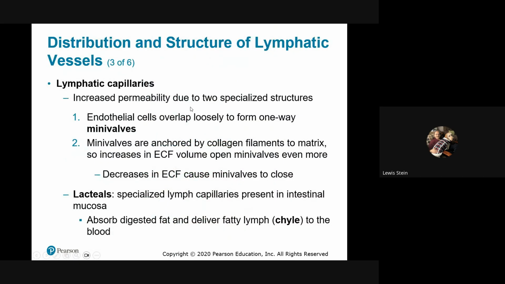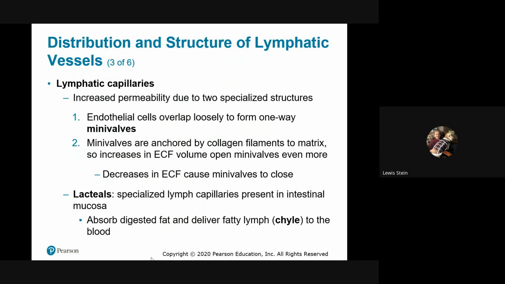So increased permeability is due to two specialized structures, mini valves. An increase in extracellular fluid volume creates its own pressure and opens them up, and it kind of gets sucked in. And when we get to digestive, we will see the lacteal, the lacteal in your digestive tract. We really cover this more in digestive.